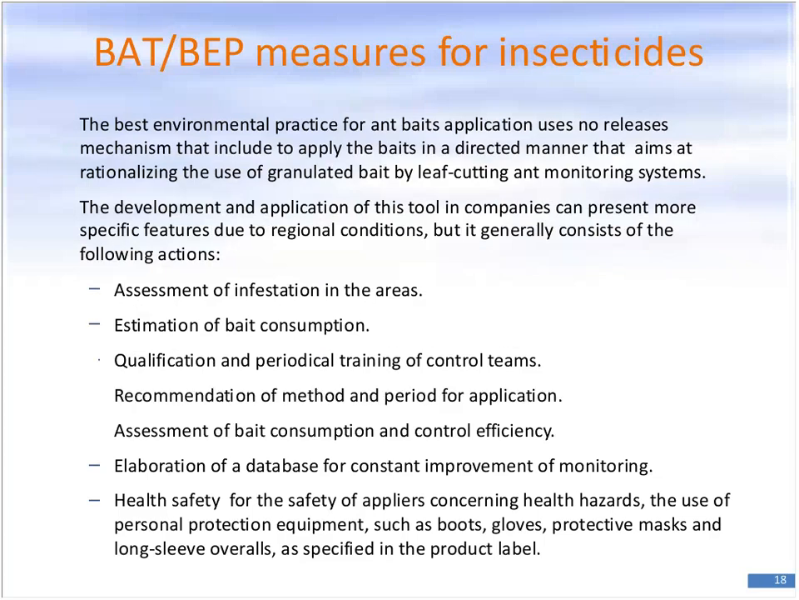So some measures, BAT and BEP measures for insecticides. The best environmental practice for ant application uses no releases. Although that uses no releases mechanism, that includes applying the bait in a direct manner that aims at not only rationalizing the use of the granulated bait, but also at monitoring systems. The development and application of tools in companies can present more specific features due to regional conditions, but it generally consists of actions such as the ones described here.